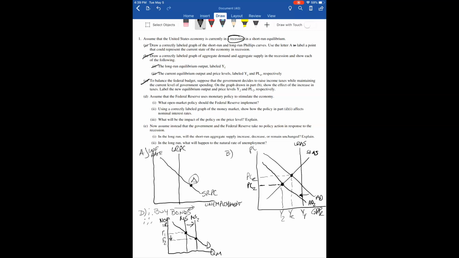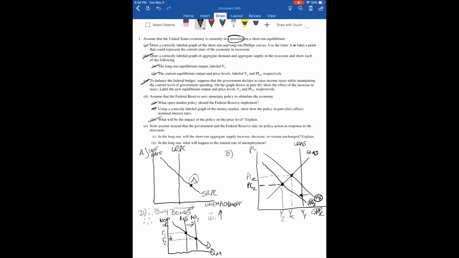All right. And then the third part, what will be the impact of the policy on the price level, and explain. Well, what's going to happen is the interest rates are going down, so the price level is going to end up increasing. The reason why the price level increases is because with lower interest rates, interest-sensitive spending is going to increase and aggregate demand will shift to the right. And if you look at aggregate demand here, you see aggregate demand 2 and aggregate demand 1, as things go to the right, the price level is definitely going to be increasing.